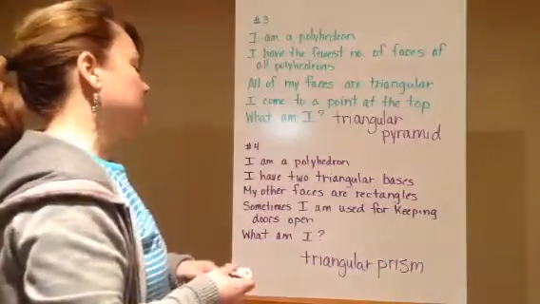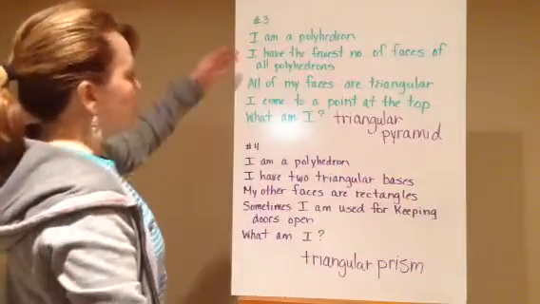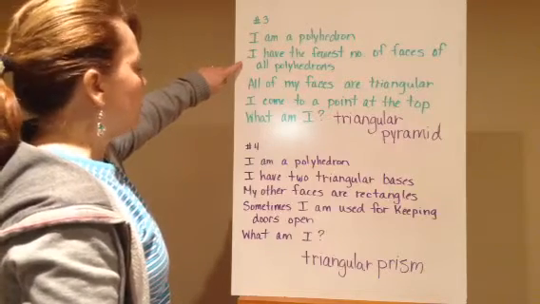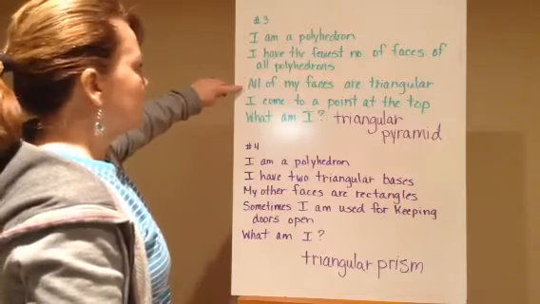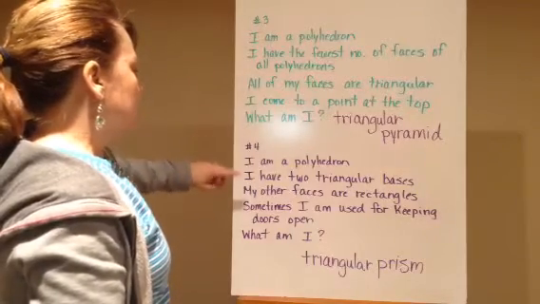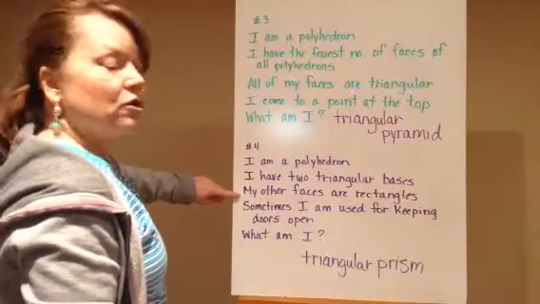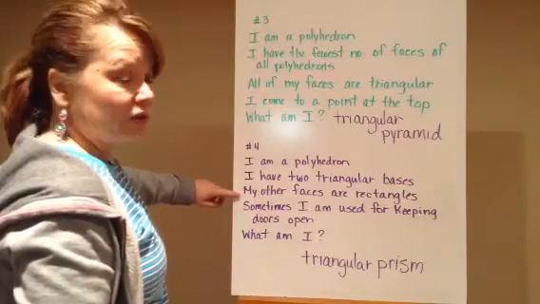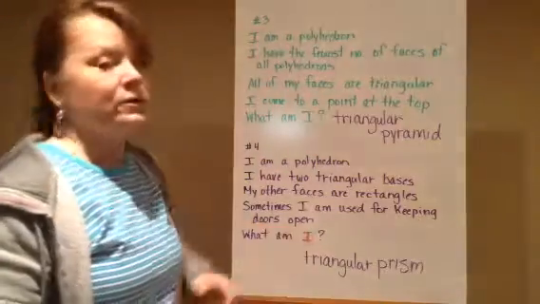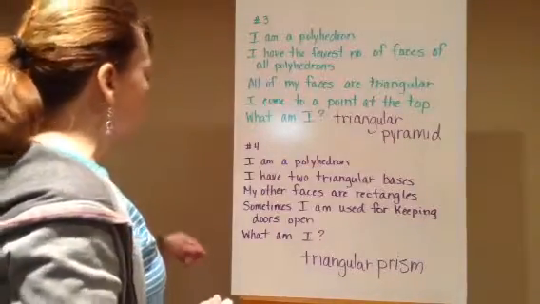Okay, so why the difference here between pyramid and prism? Well, let's look at our clues. This said I had the fewest number of faces of all polyhedrons, and that all of the faces are triangular. This one says that I have 2 triangular faces, but the rest are rectangles. So that is the difference there, why we have one that was a triangular pyramid and one that was a triangular prism.